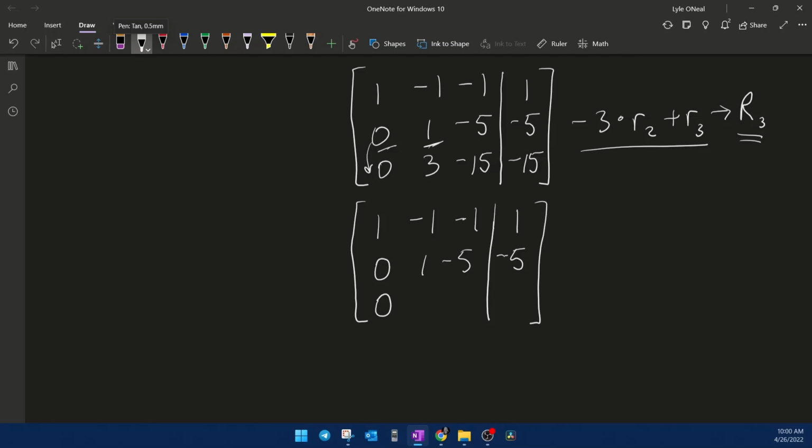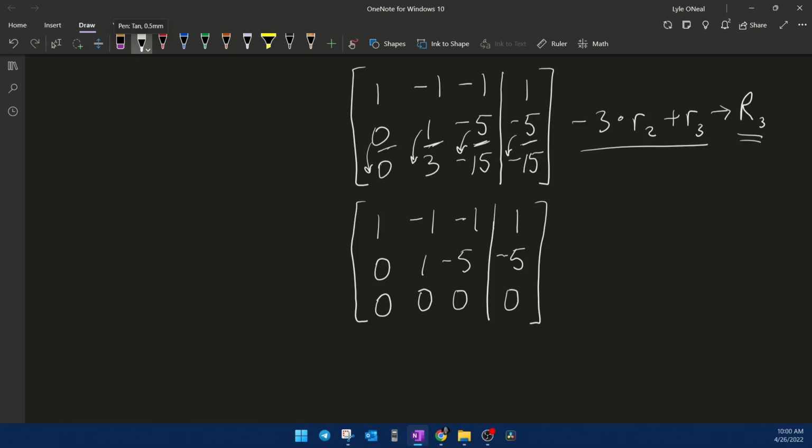Next, negative 3 times 1 is negative 3. Negative 3 plus 3 is 0. Remember, I designed it that way, so I should get a 0. Next, negative 5 times negative 3 is 15. 15 minus 15 is 0. And then one more time, negative 5 times negative 3 is 15. 15 minus 15 is 0.